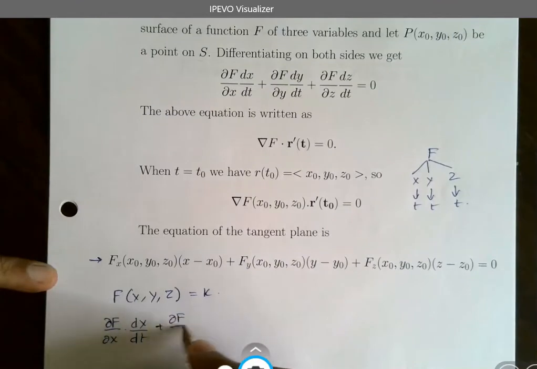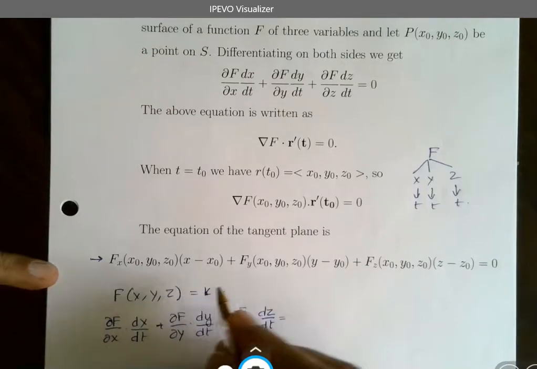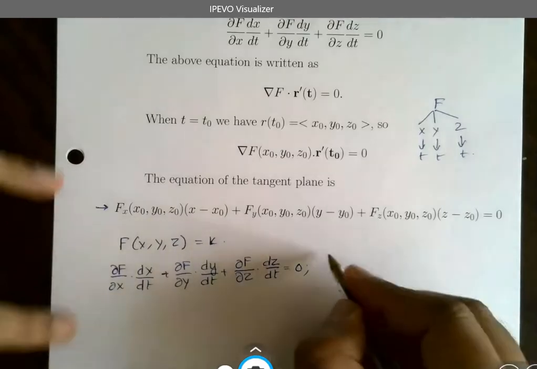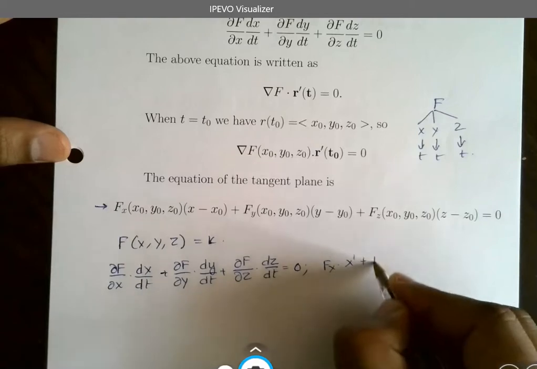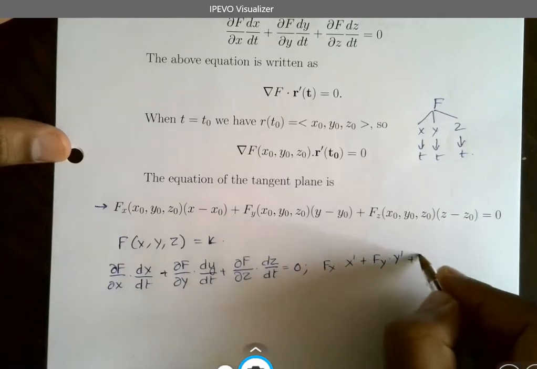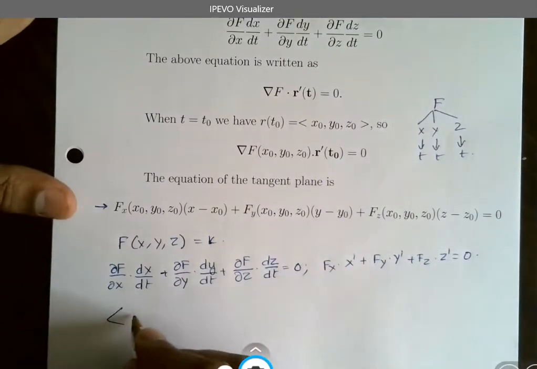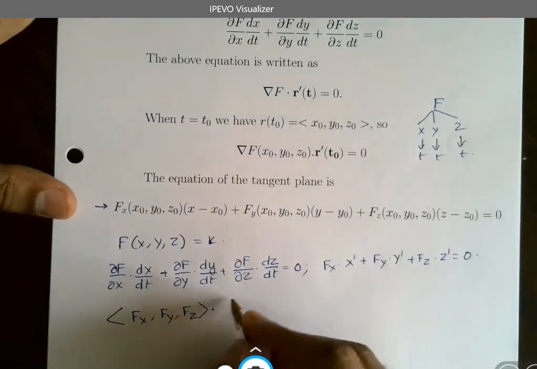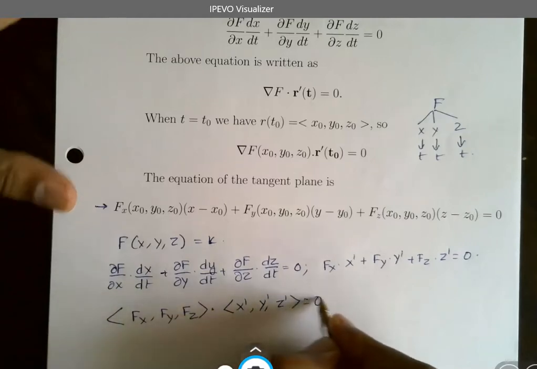Plus ∂f/∂y times dy/dt plus ∂f/∂z times dz/dt equals the derivative of a constant, which is 0. So you get fx x prime plus fy y prime plus fz times z prime equals 0, right? Using the properties of the dot product, you can write (fx, fy, fz) dotted with (x prime, y prime, z prime) equals 0, correct?